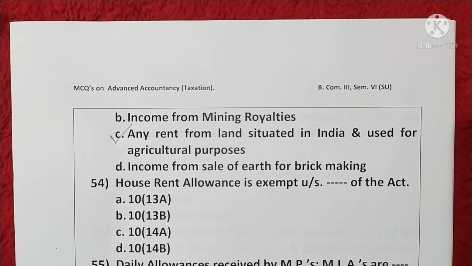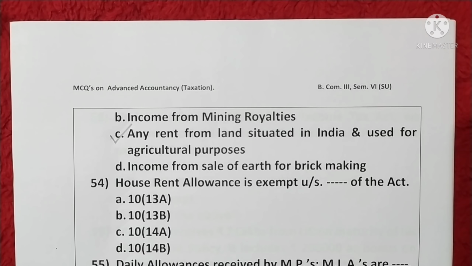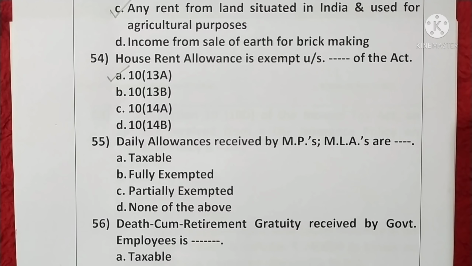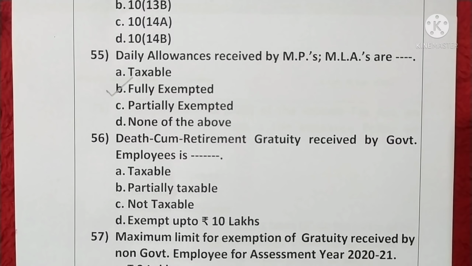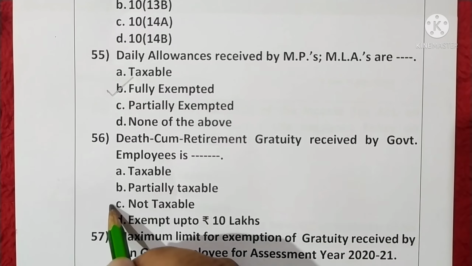Question 54. House rent allowance is exempt under section dash dash of the Act. Here, house rent allowance is exempt under section 10(13A). Option A is correct one. Question 55. Daily allowance received by MPs, MLAs are dash dash fully exempted. Option B is correct one. Question 56. Death cum retirement gratuity received by a government employee is a dash dash. It's not taxable. Option C is correct one.